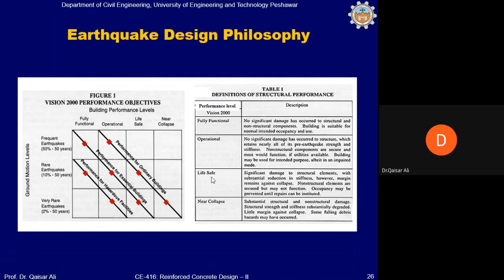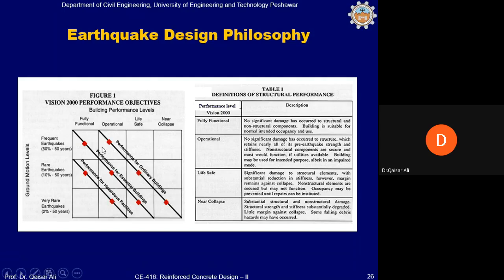The occupants of the building are safe, and the building is damaged, but this damage can be recovered or repaired, which is called retrofitting. Near collapse is a performance level where, although life is safe, though small injuries can occur, the building is not recoverable. The building needs to be demolished after the earthquake. It is not possible to retrofit the building.